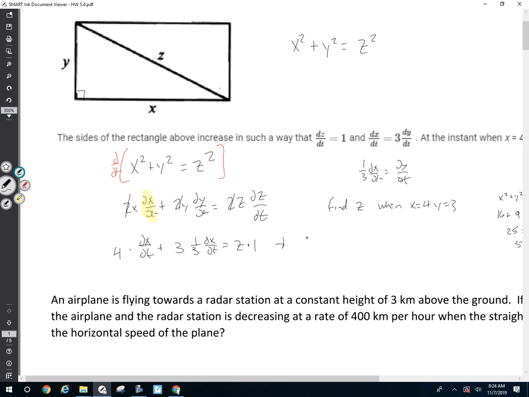So this turns into 4 dx/dt plus another dx/dt equals 5. 5 dx/dt equals 5. dx/dt equals 1. Okay, good one to start off with.